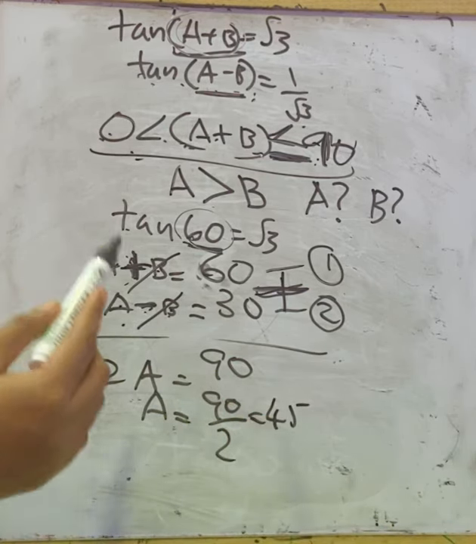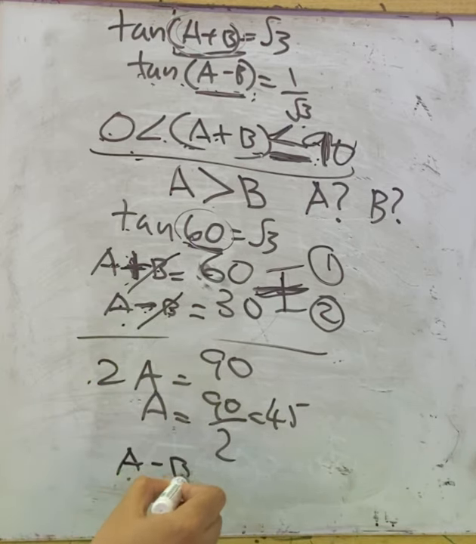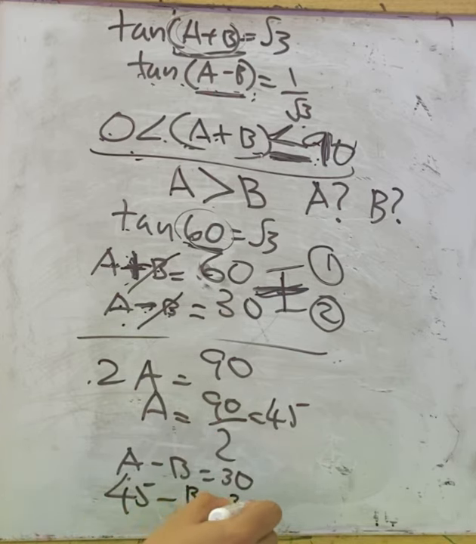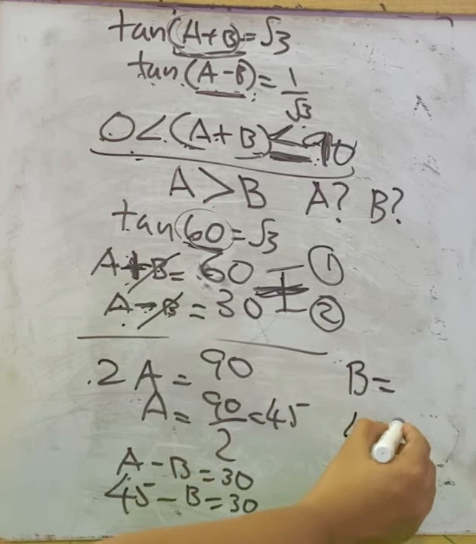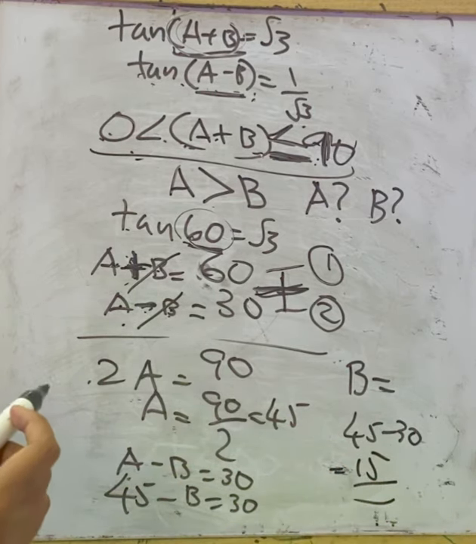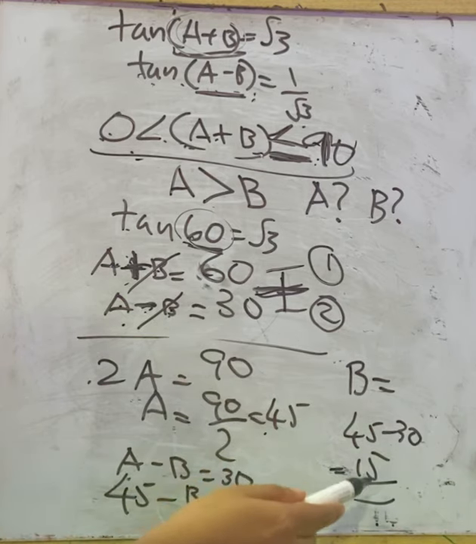Now apply it in any of the equations here. I am going to put here A minus B equal to 30. In that, if A is 45, 45 minus B equal to 30. So the value of B will be 45 minus 30, which is equal to 15. So here we got A is equal to 45 and B is 15.